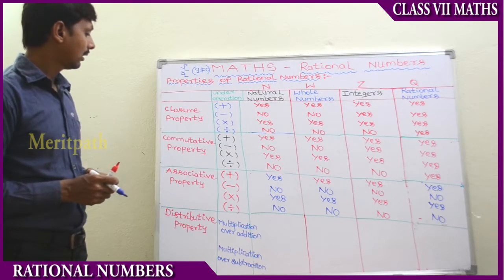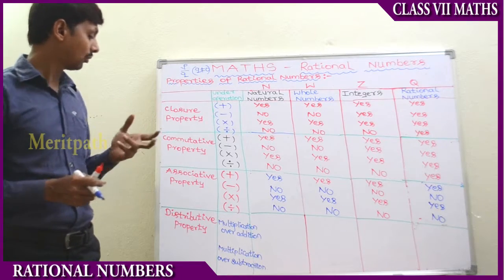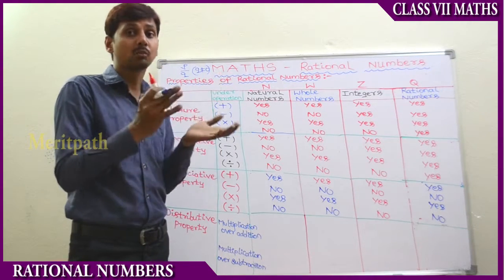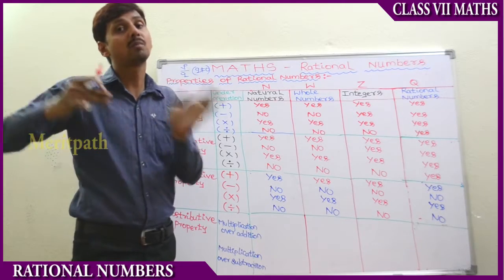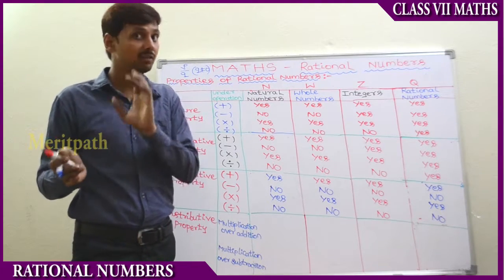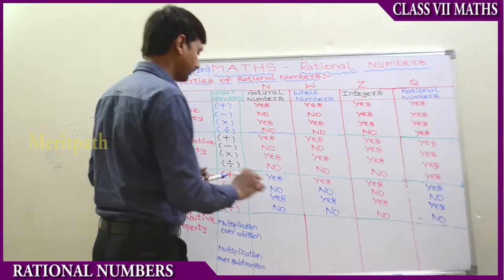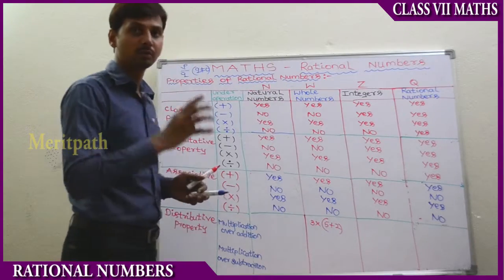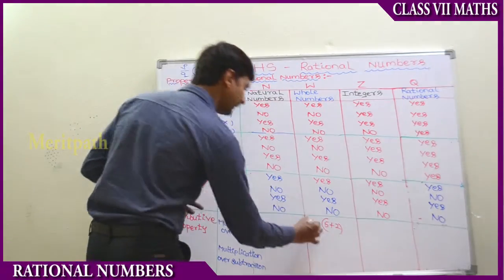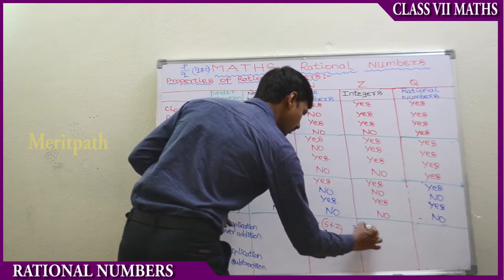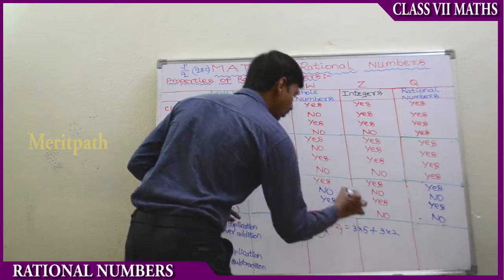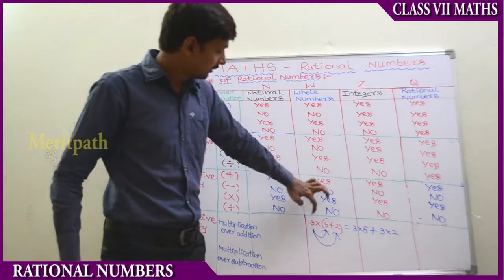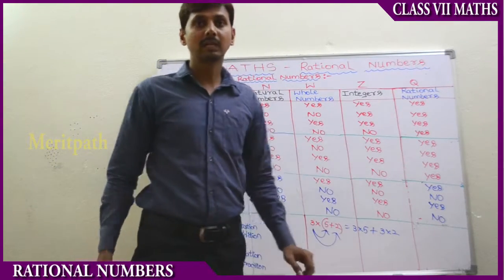Let's go to the distributive property: multiplication over addition and multiplication over subtraction. We learned about the distributive property in the previous class. When we distribute one value among two or more values, we call it the distributive property. For example, we take 3 into the group of 5 plus 2. We take this 3 and distribute it to 5 and 2. So 3 into 5 plus 3 into 2, and this is called the distributive property because we have distributed the 3 among 5 and 2.